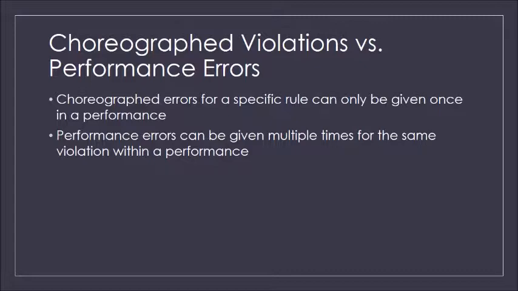However, if the violations are for different rules, each violation should be cited once. So if a team violates 332 multiple times in a routine and 352 multiple times in a routine, the team would receive two 5-point deductions for a total of 10 points. For an example of performance errors, let's look at a video example.